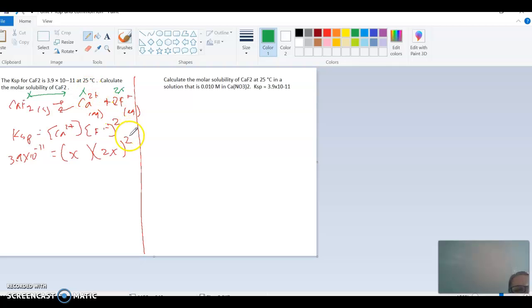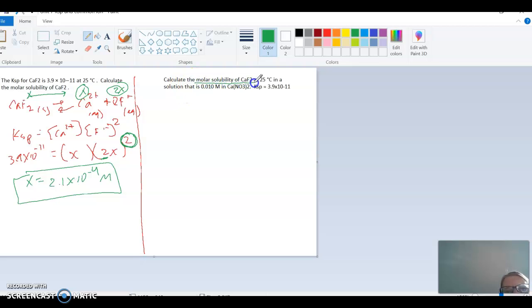Now, some people might neglect to put this 2 in there, but remember, there's several 2's here, and they have different reasons. This 2 of the 2x is because, like I just said, it's a 1 to 2 ratio. This 2 right here is here because of how KSP is defined. KSP says you have to put the 2 there. That's why the 2 is there. All right. In the end, I'm going to solve. I'm going to get x, 2.1 times 10 to the negative 4 molar. Got to put some units down there. So the molar solubility of that is 2.1 times 10 to the negative 4. There we go.